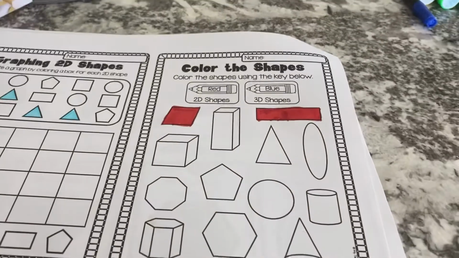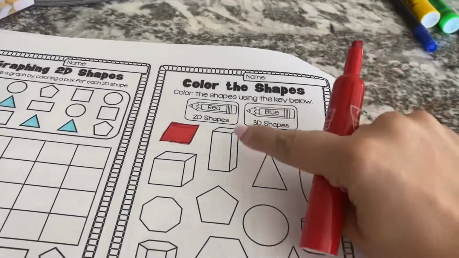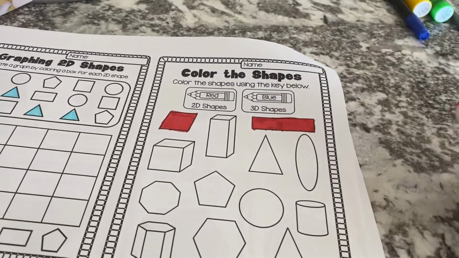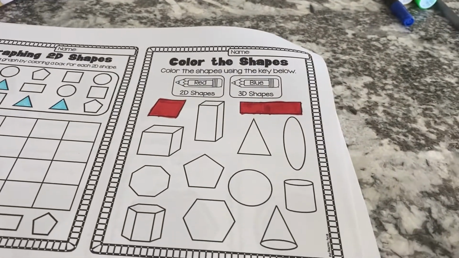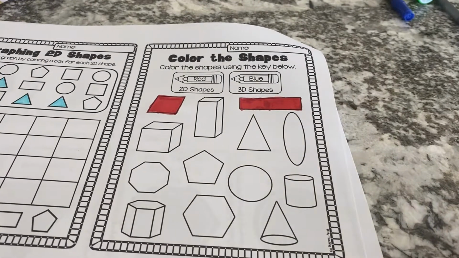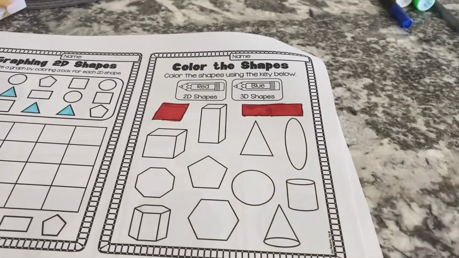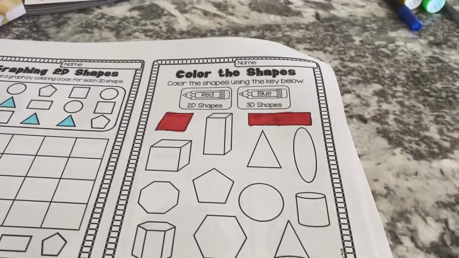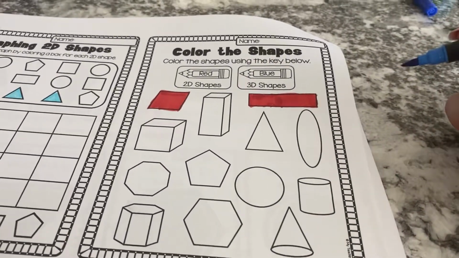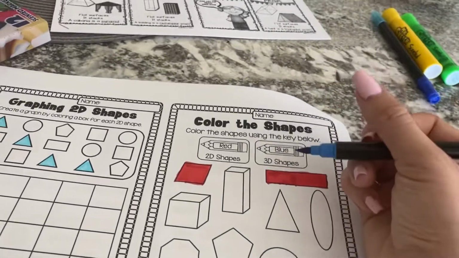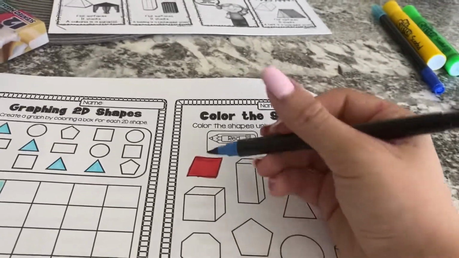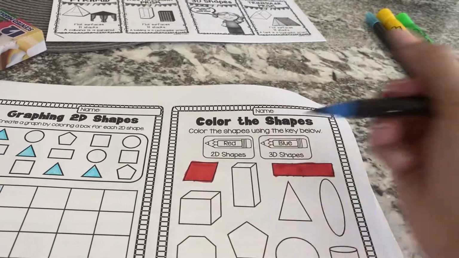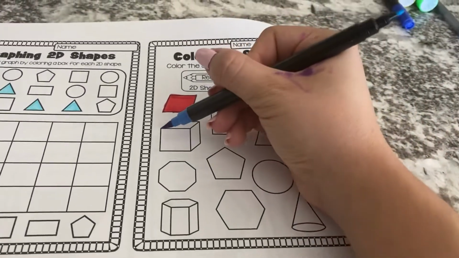And remember, 3D shapes also have faces. So just like this, we have faces here. Our cube has faces. Okay, so that'll help you determine if they're 2D or 3D shapes. All right, now we're gonna go in with our blue and we're gonna color in our 3D shapes. So here we have a cube. We have faces, okay? It looks like a box, right? So it's a 3D shape.